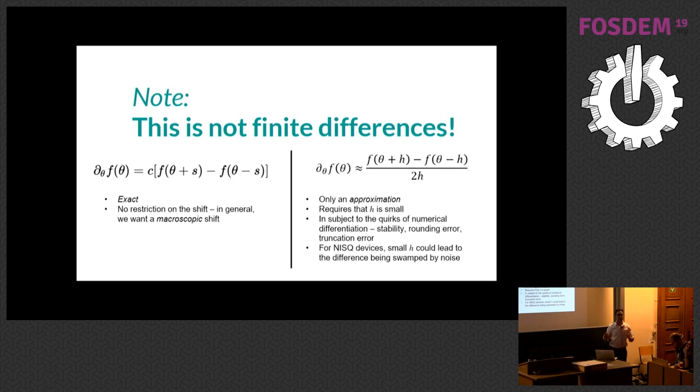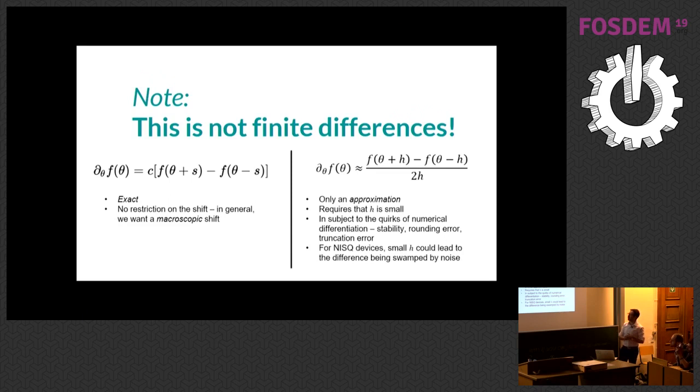So just to drive the point home that this is not finite difference, this is not numerical differentiation. This formula we derived is exact, and there's no restriction on the shift. In general, we want a macroscopic shift. So we want s to be a value like 1 or pi or 2. So s is not an infinitesimal quantity.